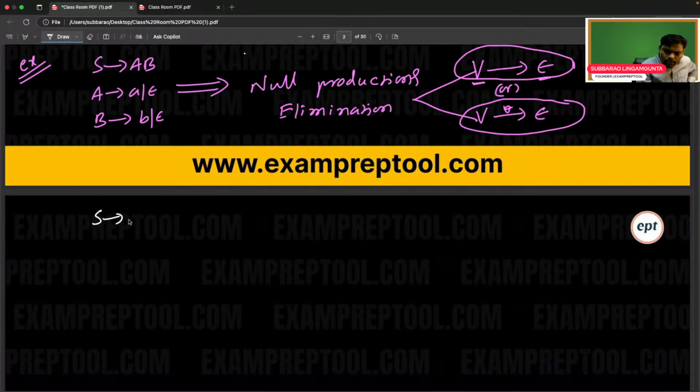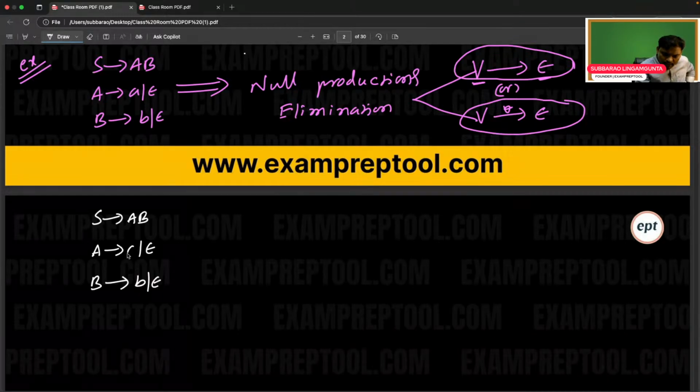S goes to AB. Write as it is. Listen carefully, everyone. S goes to AB. A goes to A or epsilon. Please write as it is first. Don't do anything. B goes to B or epsilon. A goes to A or epsilon. Write as it is all.